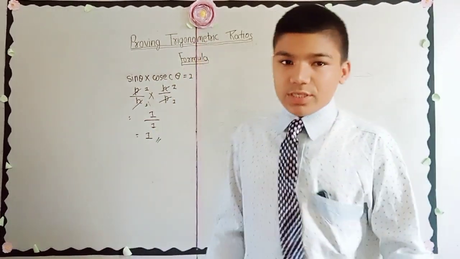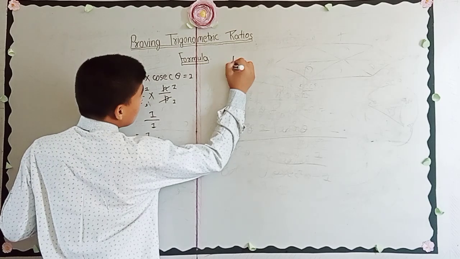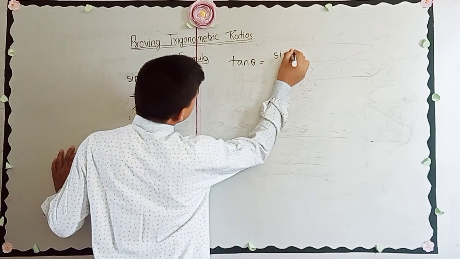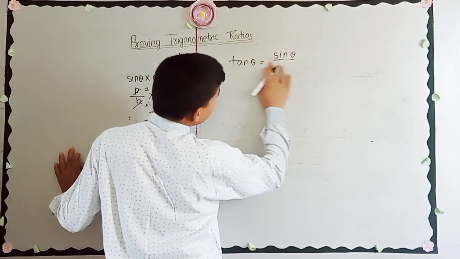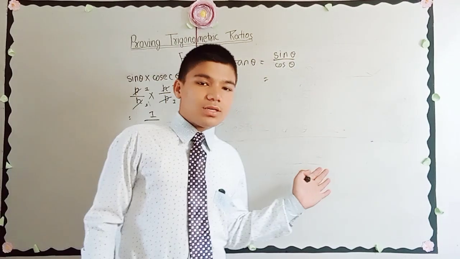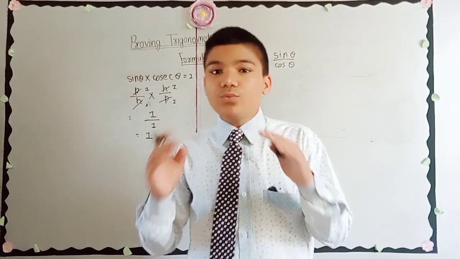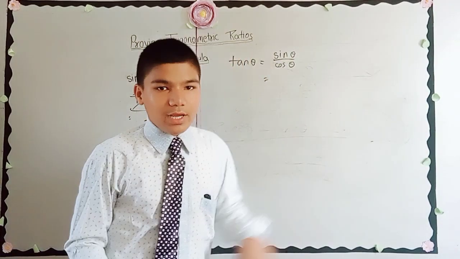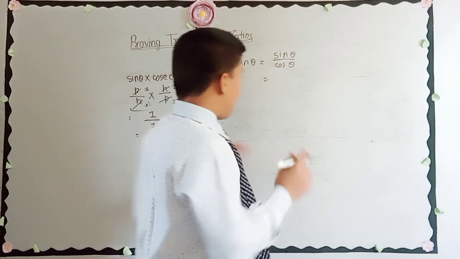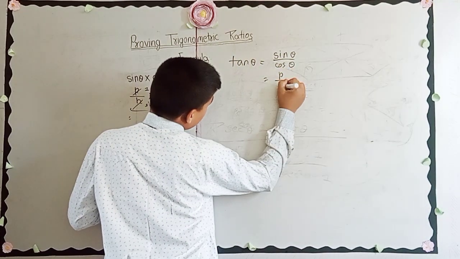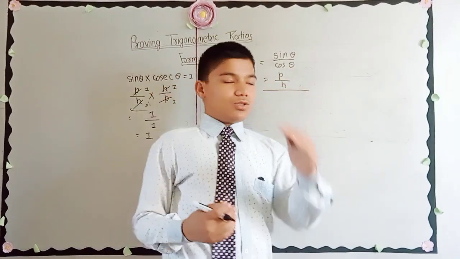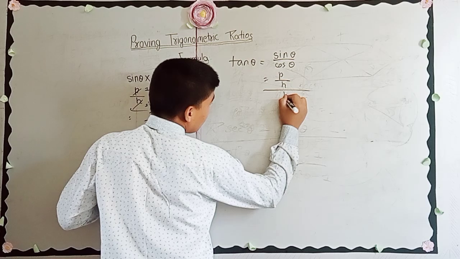Now let's move to the quotient relation. In the quotient relation, tan theta is equal to sin theta by cos theta. Now in order to prove this quotient relation formula also, we need to put the same kind of ratios here. So let's put them. We know that sin theta is the ratio of perpendicular to hypotenuse, so p by h, whole upon cos theta, which is the ratio of base to hypotenuse, so b by h.